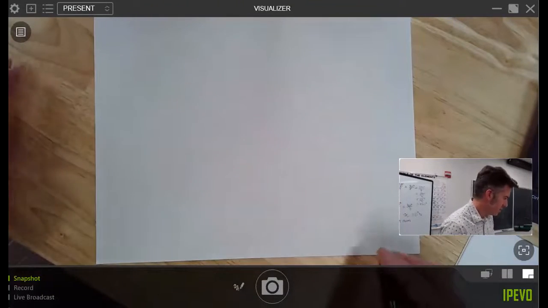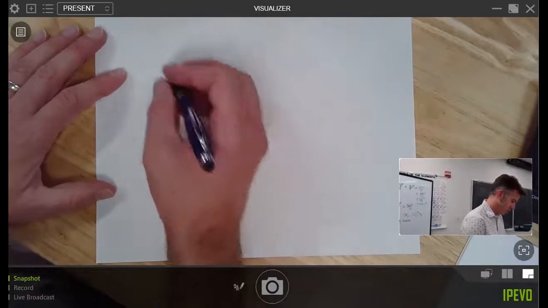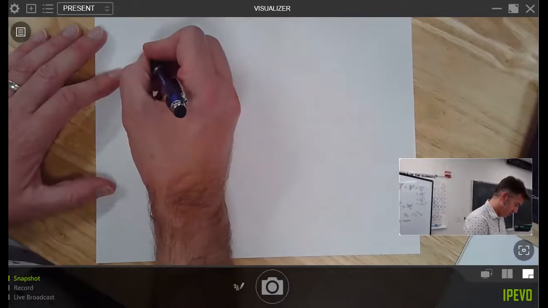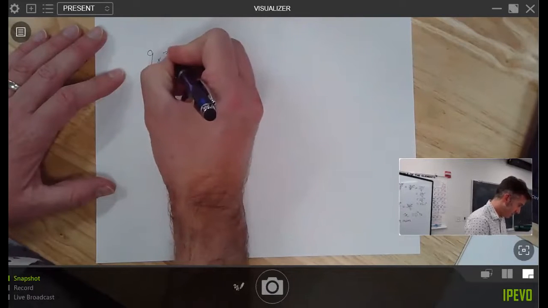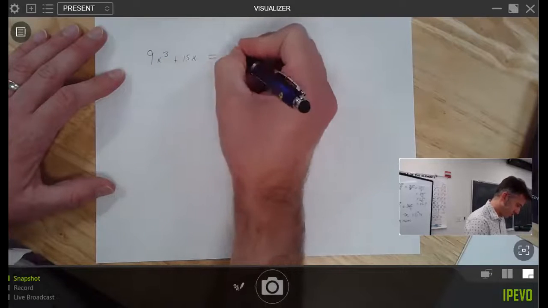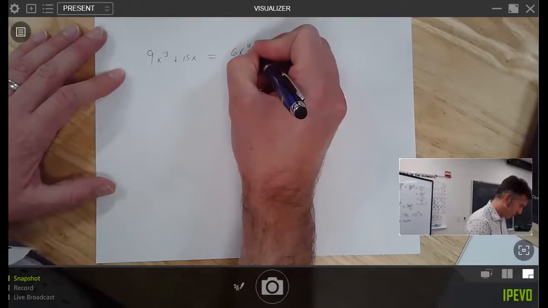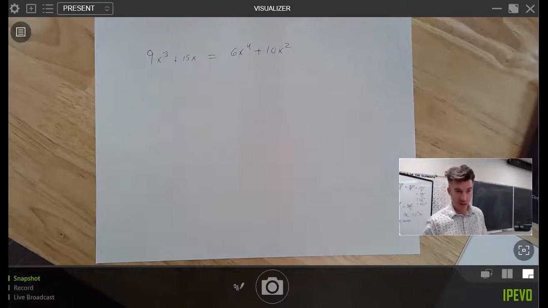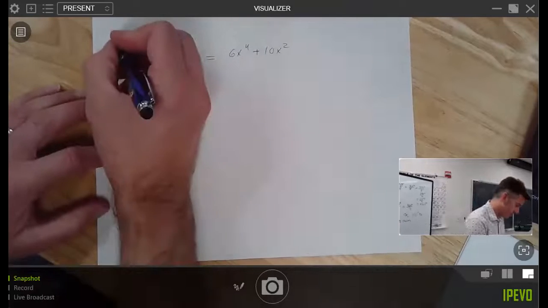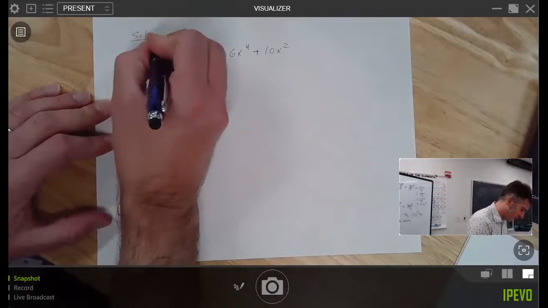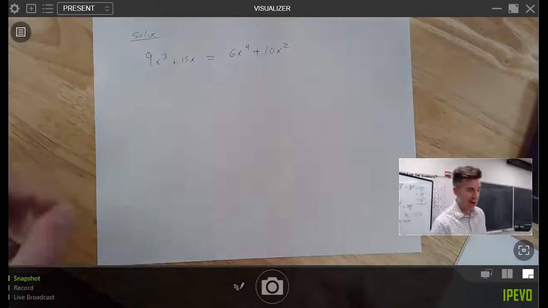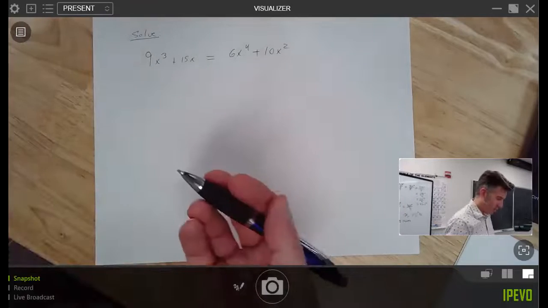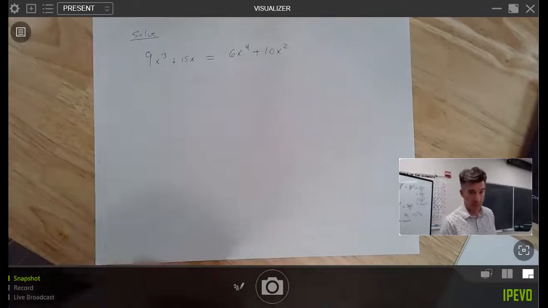Let's say we had something like 9x cubed plus 15x equal to 6x to the fourth plus 10x squared. And we want to solve this by factoring. You can go to any side you want. I'm going to go the way I usually wouldn't go, so I'm going to bring everything to the left here.